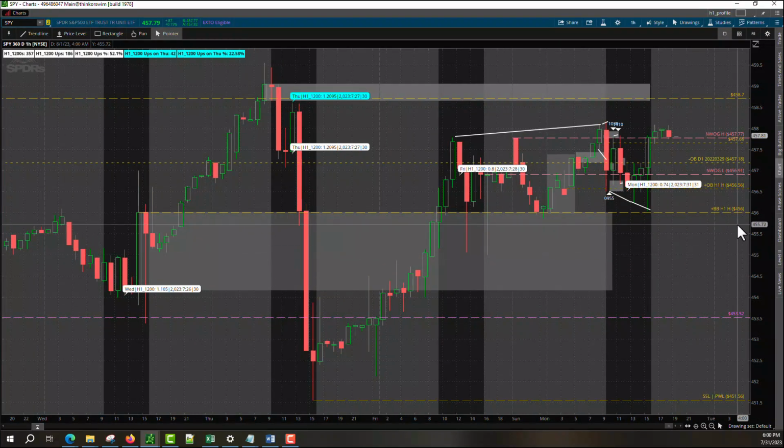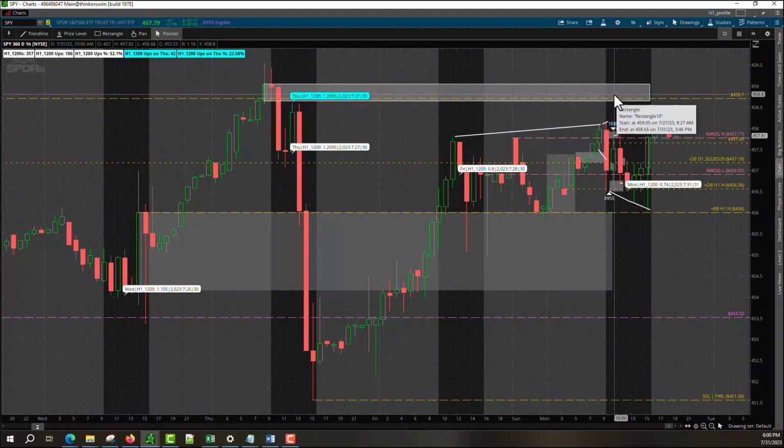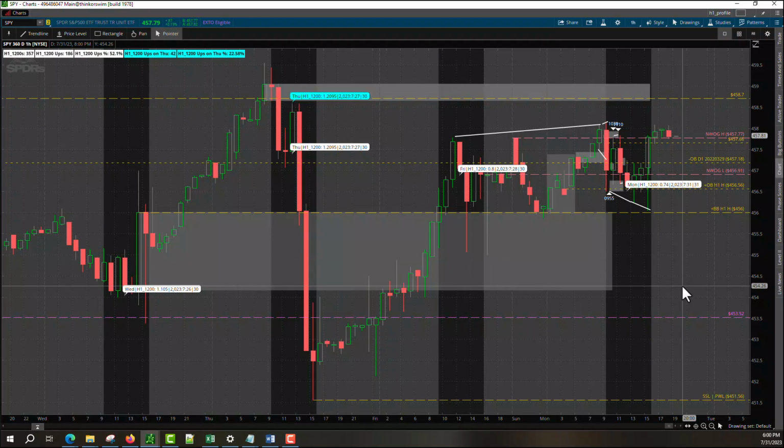So basically it's already filling this gap. Let's see if it's gonna break that gap and go up, or it just fills in that gap and goes down. That's the level we need to watch right now.